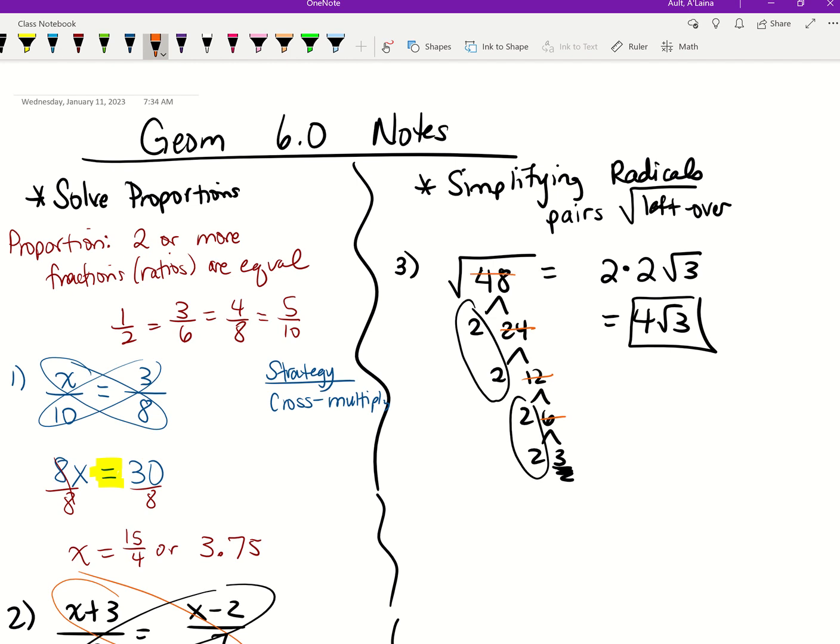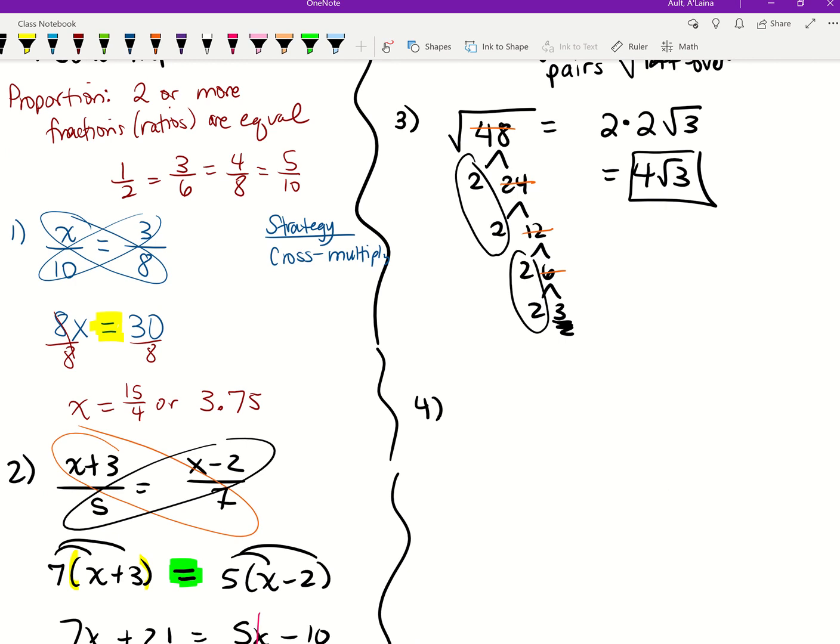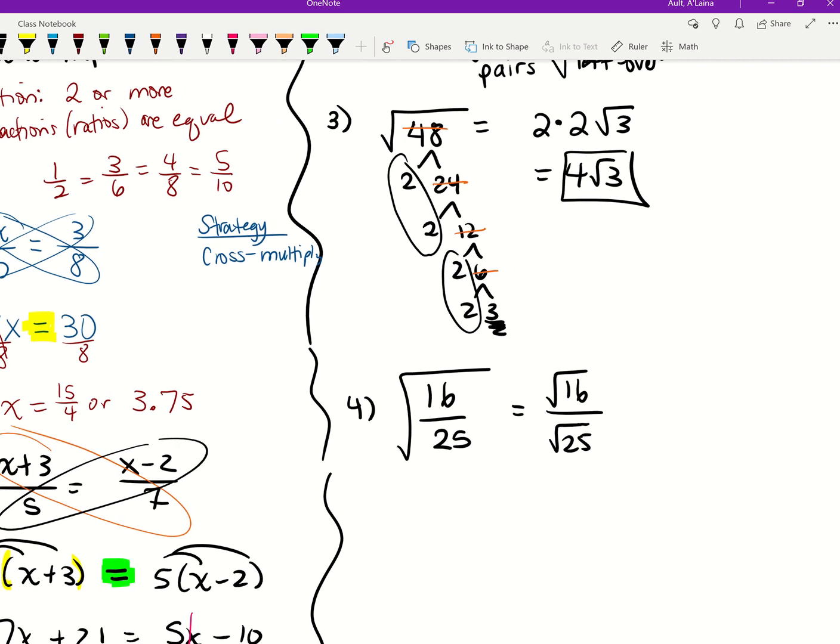So I'm using the 2, the 2, the 2, and the 3 to get my final answer. Sometimes you'll have some of these where you're going to see a fraction in with them. And you might see perfect squares, something like this, the square root of 16/25. Well, what you can do is just recognize that both the numerator and the denominator need to be square rooted. We're still looking for pairs.